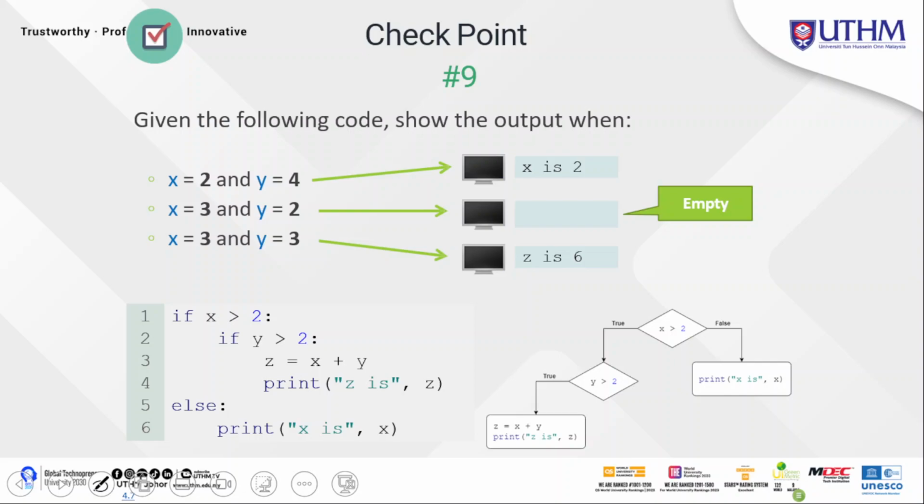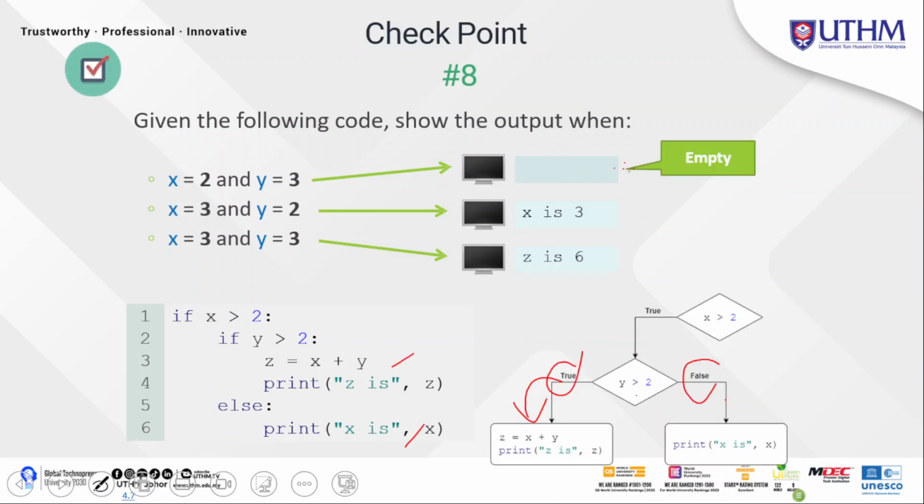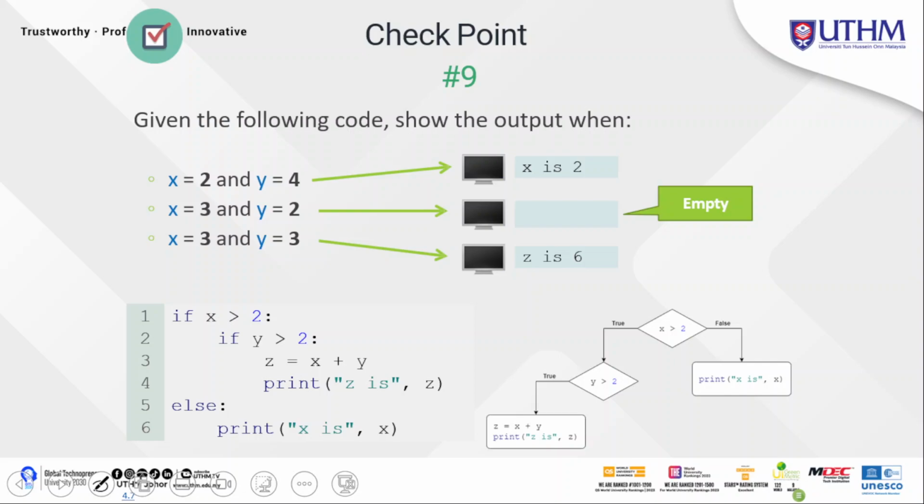Okay, now checkpoint number 9 is slightly different from the first one. The first one's first output is empty. Now I'll go with the second output. Okay, x equal to 2, y equal to 4, so x is 2. x equal to 3, y equal to 2, then it's empty. And x equal to 3, y equal to 3, z is equal to 6. So you want to check if x is greater than 2, if y is greater than 2, z value will be x plus y, which is 3 plus 3 is 6. Else, if this condition is not satisfied, then it prints x, the value of x directly.